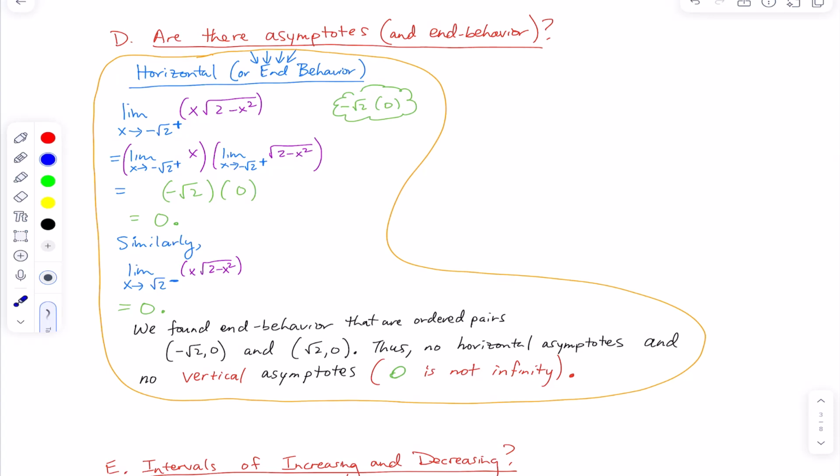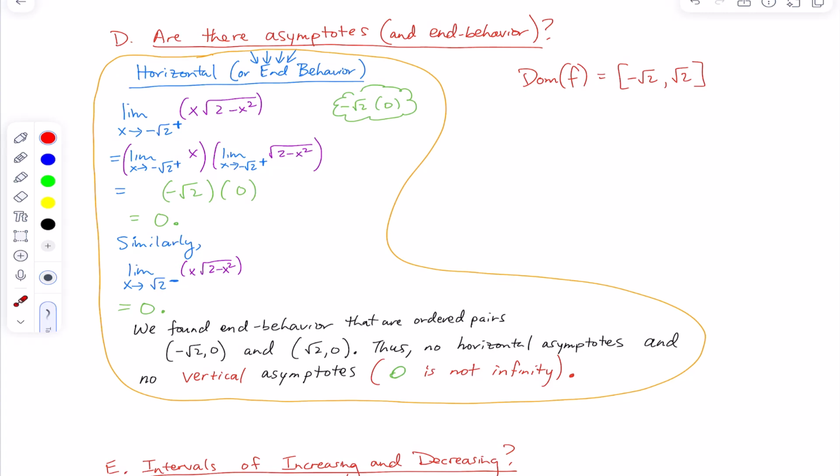Are there any asymptotes? And when you're looking for asymptotes, you also look at the end behavior. I recommend that you start with the horizontal asymptotes. The horizontal asymptotes coincide with seeking the end behavior of a function. So in order to find horizontal asymptotes, you really seek the ends or the domain of that function. And so remember, the domain for this was on the closed interval from negative root 2 to root 2.